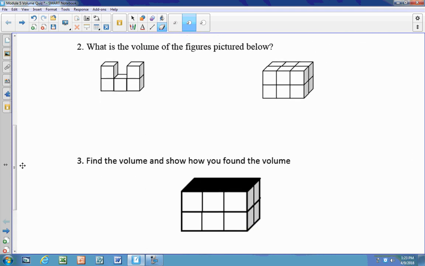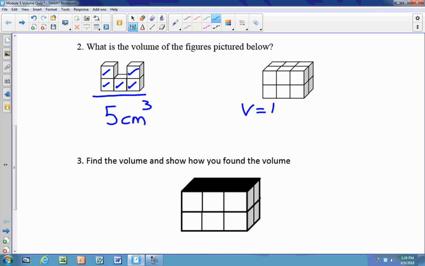Next, the volume of the figure pictured below. This is irregular here. It's not a perfect rectangle, so we have to just count. 1, 2, 3, 4, 5, and we have 5 centimeters cubed. That's our unit. Now we're over here. It is regular, so this time we say volume equals length times width times height. And when we do that, we fill it in.